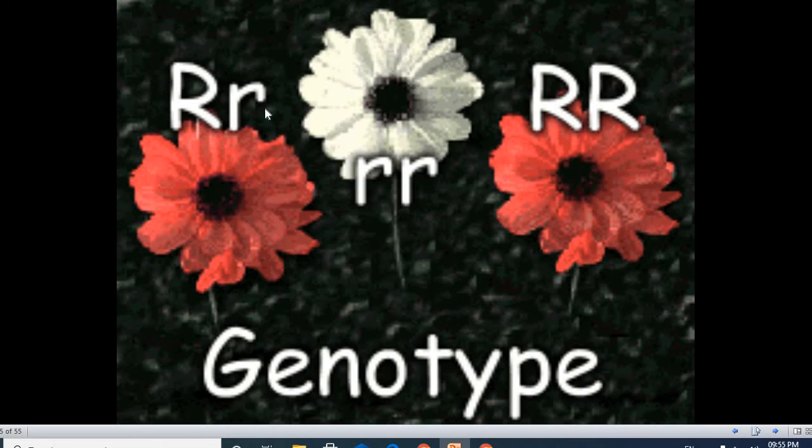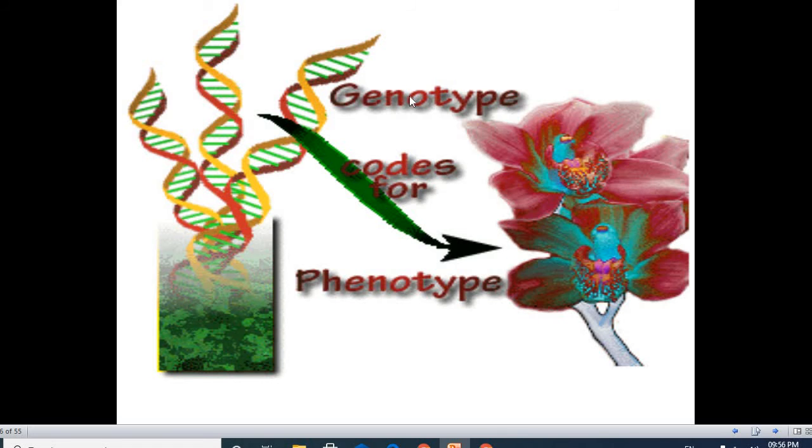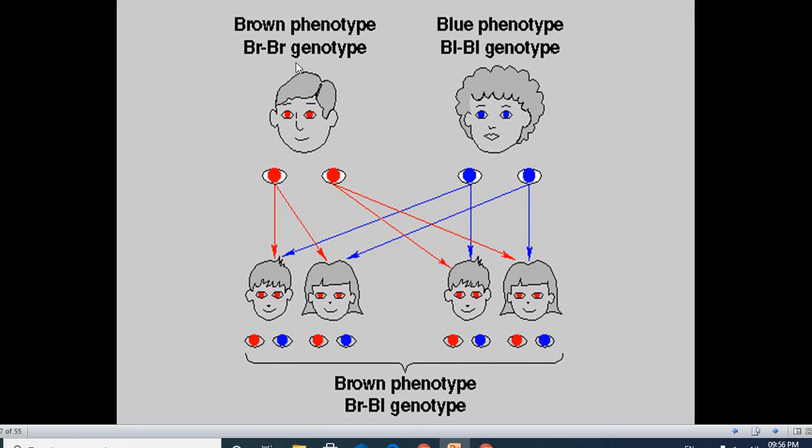Okay now. So see that genotype means what? Capital R small r here. So here the dominant character is capital R. So small r. Okay, wait. So capital R small r. This is called genotype. But here the phenotype means 2:1, because red is 2, 1 is white. Next, genotypes code for the phenotypes. See that brown phenotype and genotype, and blue phenotype and this one is blue genotype.